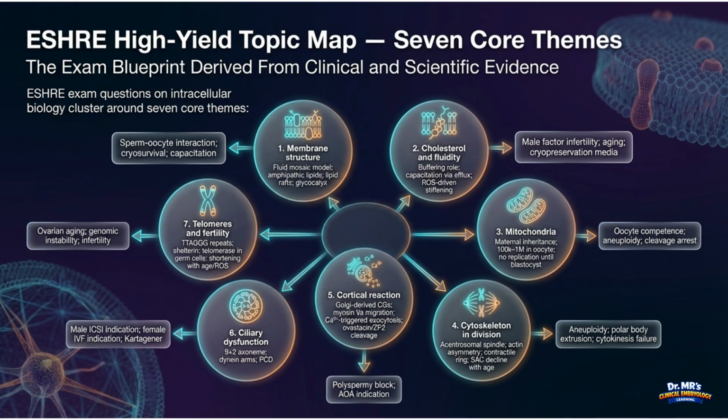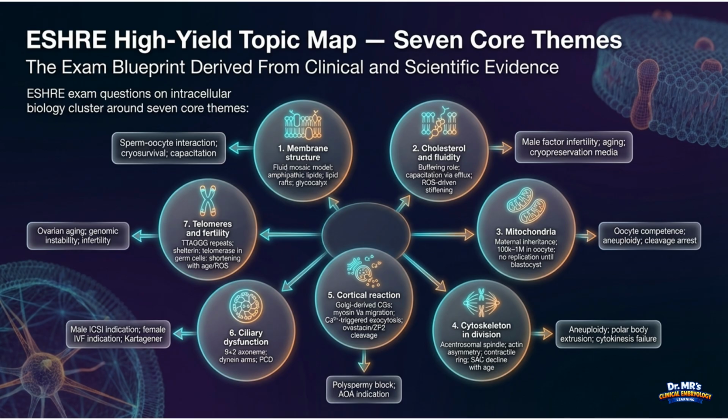Theme 7. Cilia and flagella structure. Know the microtubule arrangement, the classic 9+2 axoneme structure. 9 peripheral doublets and 2 central singlets. Know that the motor protein driving the bending motion of the sperm tail is dynein.